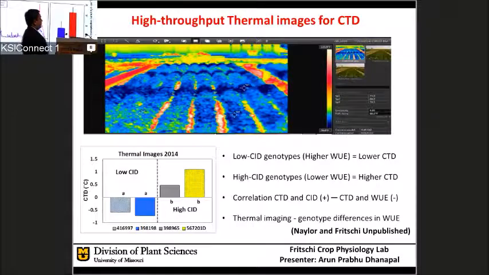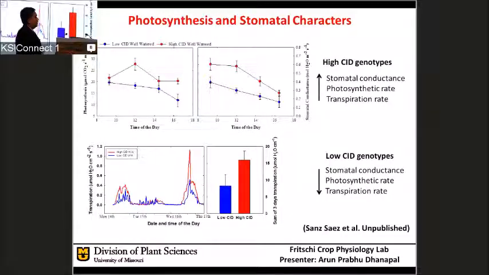And these results are coming from the pot experiments which were conducted in the hoop house, where we were interested to see how these extreme genotypes respond in photosynthesis and stomatal conductance. The x-axis shows the time of the day, and photosynthesis is on the y-axis on the left, where you see the high CID genotypes under well-watered conditions showed higher photosynthesis. And the high CID also had higher stomatal conductance.